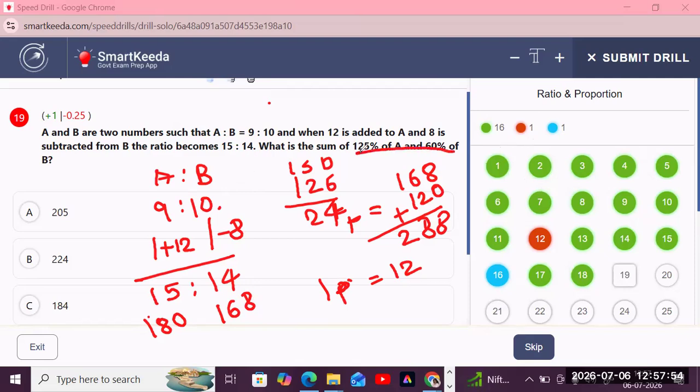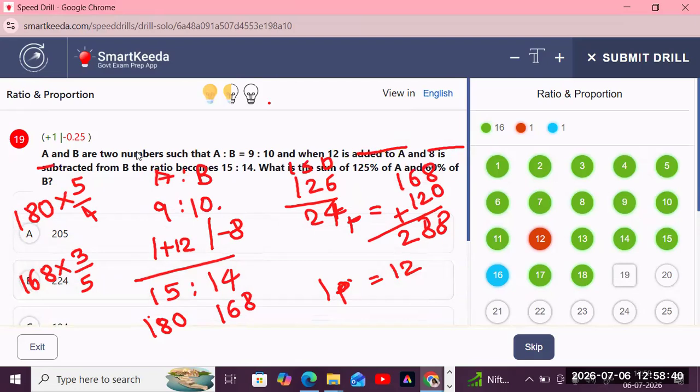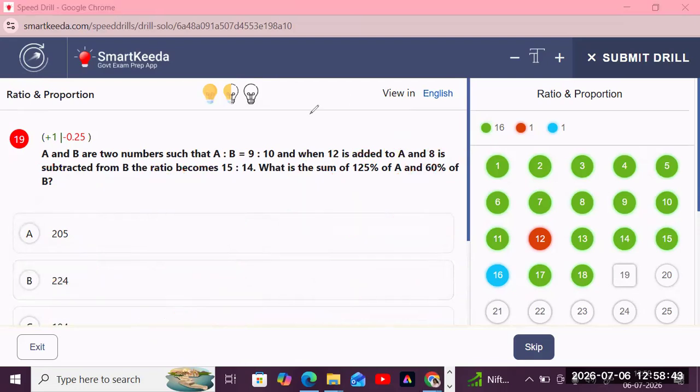Initial, later given. 1.5% of A and 60% of B, what is the sum? 1.5% of A and 60% of B, 120, 5 by 4, 160, 3 by 5. A and B are.